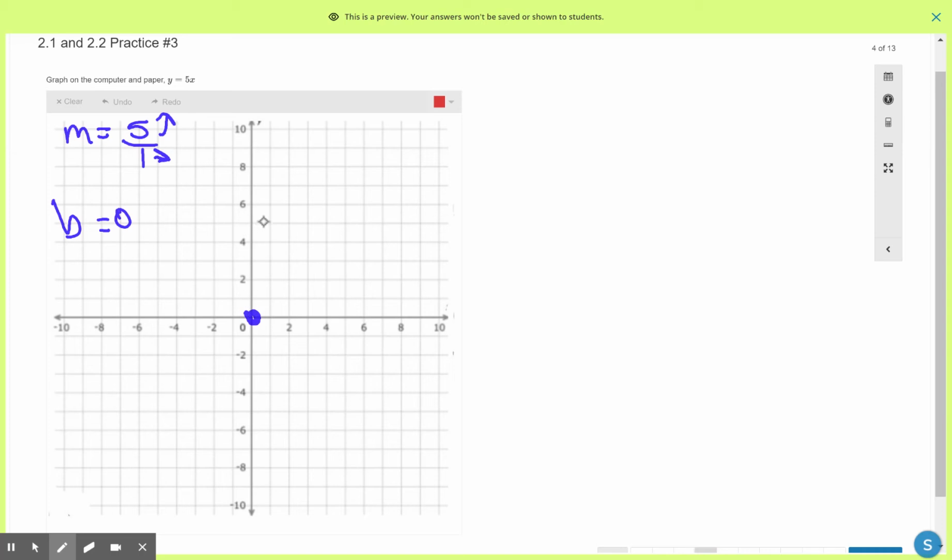So we're going to go up 5 locations, right 1, up another 5, right 1. Opposite of up and to the right is down and to the left. So we're going to go down 5, left 1, down 5, left 1. And then do your best to draw that line with arrows on both ends.